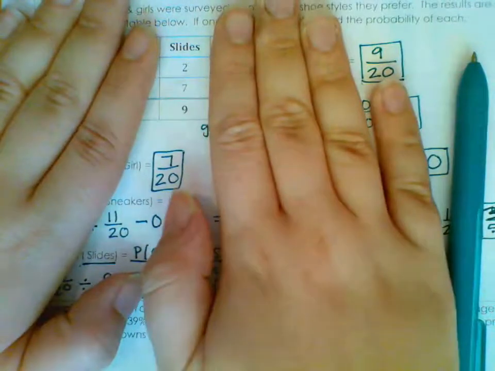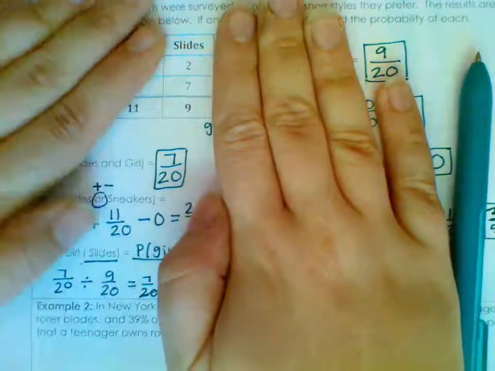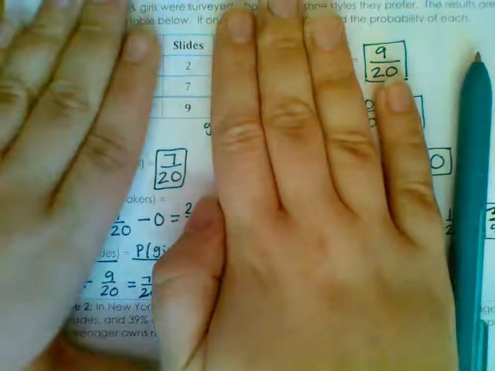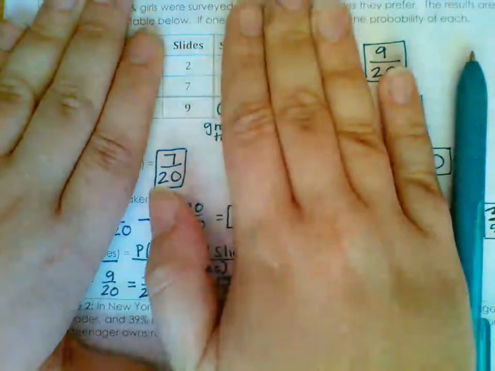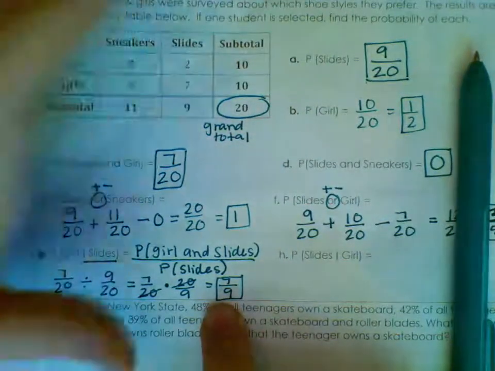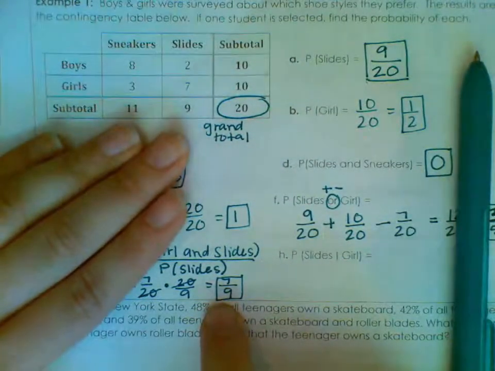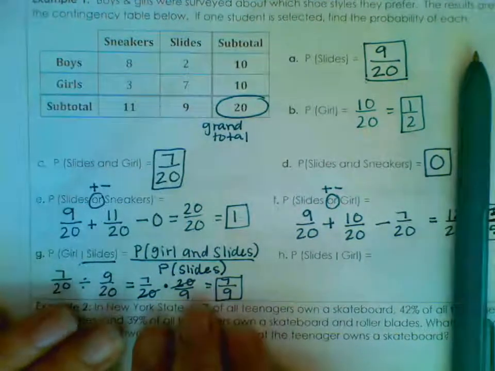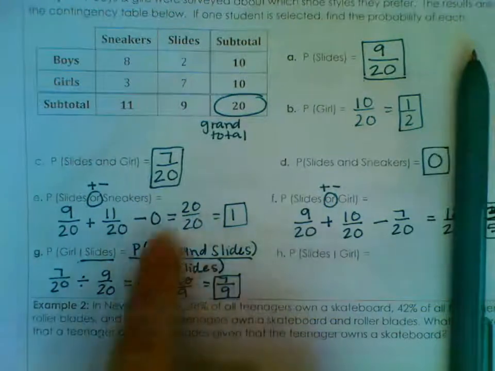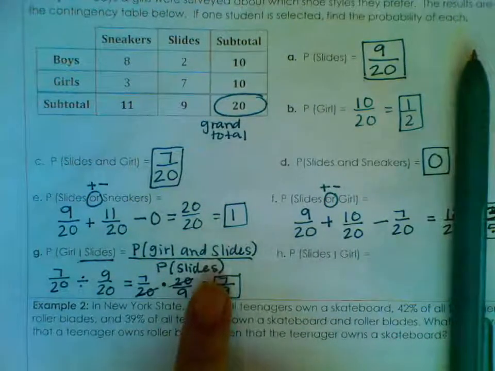Now, out of given slides, out of the people who have slides, how many people are girls? That would be 7 out of the 9 people with slides are girls. And if you look, that is our answer. So with tables, you can actually do that shortcut, or you can use this formula. Now, on the problems we're about to do next, we're going to have to use this formula every time, so I was going to go ahead and show it to you.